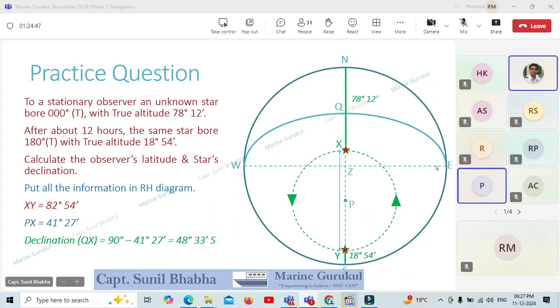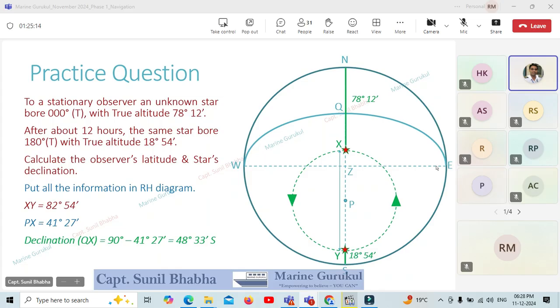Sir, I have a query regarding this diagram, sir. One more. Go ahead, beta. Sir, I also made a diagram, but my question is, sir, you have taken this 18 degrees 54 minutes, the second star altitude, from the south pole. First you are measuring from north and second is south pole, sir. What is the reason behind that, sir?